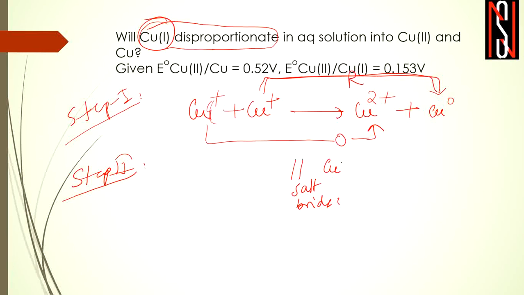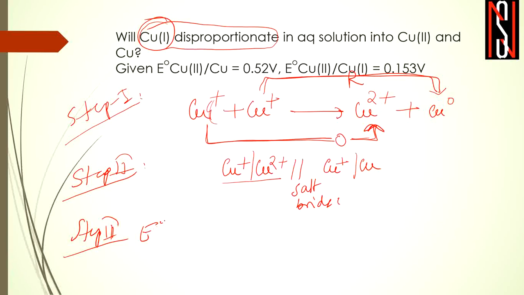This is a reduction. So there would be Cu plus by Cu. And the left hand side, this is the anode or the oxidation process. The oxidation process is Cu plus to Cu2 plus, and we will write this as Cu plus by Cu2 plus as the oxidation process.